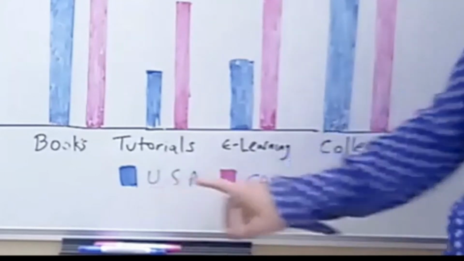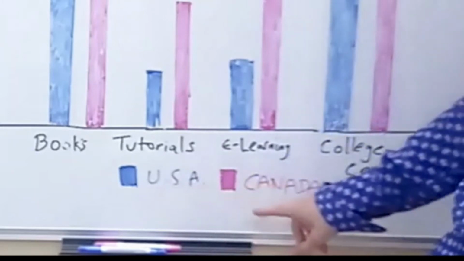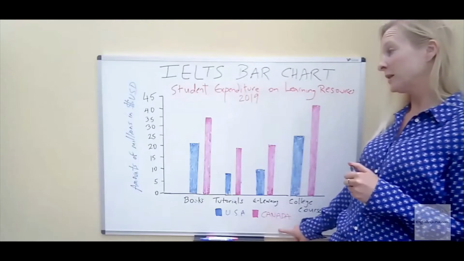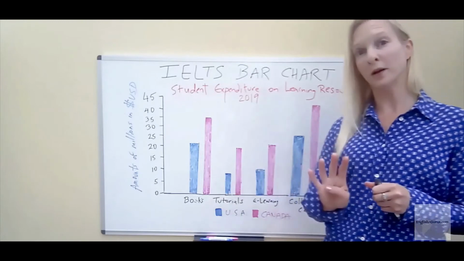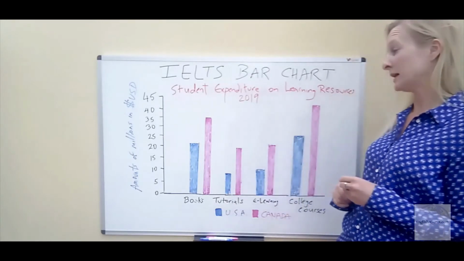In blue and in pink. So blue is the United States, USA, and pink is Canada. So we know that these are the 4 products that students spent their money on in 2019.